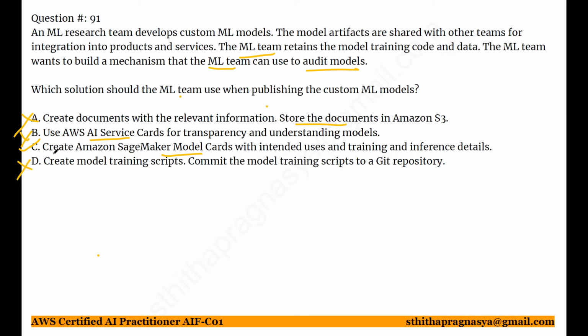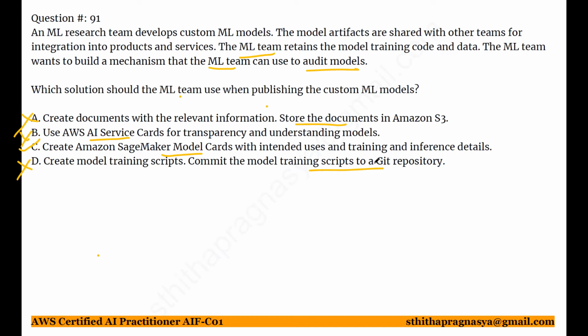And option D has to be incorrect. While versioning training scripts in a Git repository is good practice for code management, it does not inherently document or audit the broader aspects of a model, such as intended use, evaluation metrics, and inference details. Like, you won't store containers in Git, but let's say an artifact repository, you can still store it, but ECR is specific to containers, right? So that would be better suited.